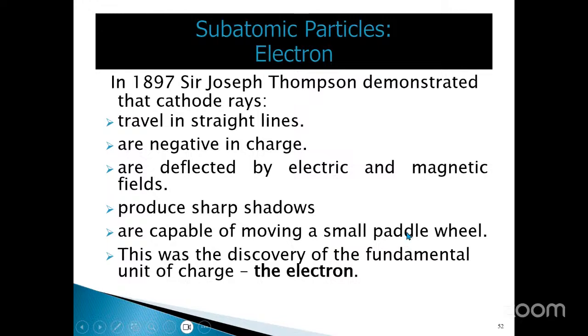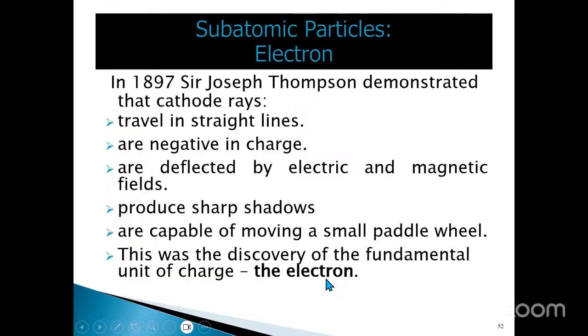So what he did was that he recreated the same experiment with some modifications, which allows him to determine these properties, including putting a very small wheel, and he found out that the electrons are so energetic that they can turn the wheel, all right? So basically, that's what he discovered, that these particles have a negative charge, and they were called electrons.